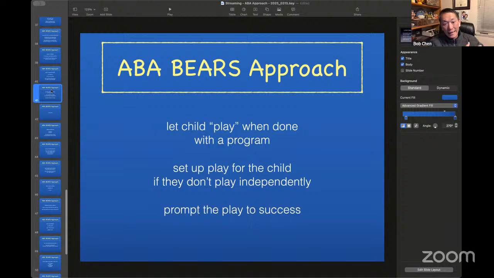Now, if the child has some play skills, what we'll do is we'll just go ahead and let them play independently. If they don't, then what we do is we'll set up a toy in advance of running that program. When they're done, we'll say go play, but we'll direct them to the toy that we want them to play with. We'll sit with the child and prompt the child to play successfully with that item, and then they'll have some downtime while the therapist takes data.